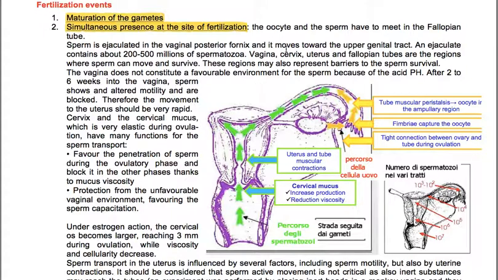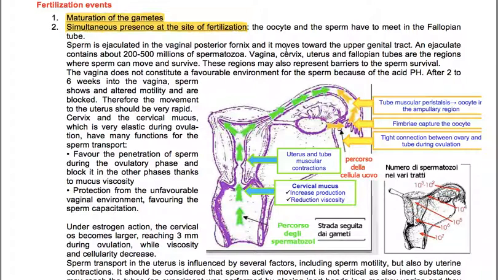Vagina, cervix, uterus, and fallopian tubes are the regions where sperm can move and survive. These regions may also represent barriers to the sperm's survival. The vagina does not constitute a favorable environment for the sperm because of the acidic pH. After 2 to 6 weeks in the vagina, sperm shows unaltered motility and are blocked. Therefore, the movement to the uterus should be very rapid.